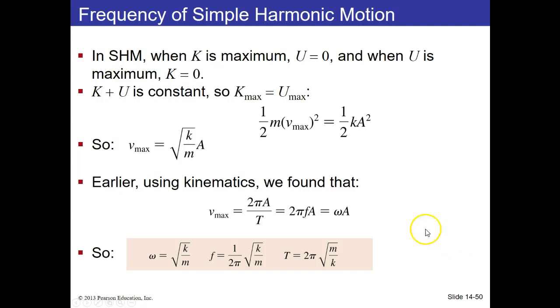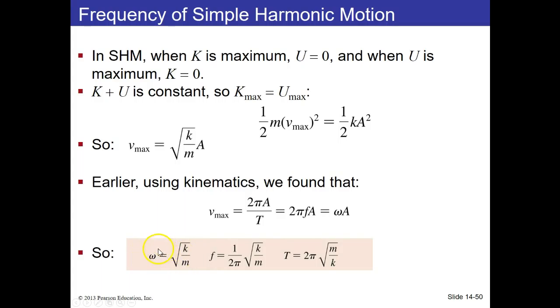For the frequency of simple harmonic motion, I know that when the kinetic energy is a maximum, my potential energy is 0, and when my potential energy is a max, kinetic energy is 0. So here I could just say that these are equal to each other. If they're equal to each other, I can find out what my maximum speed is. I also know that my maximum speed is 2 pi times that amplitude, or 2 pi r, which is the circumference of a circle, or my distance traveled divided by the period in time. That's 2 pi f, which is omega, times the amplitude.